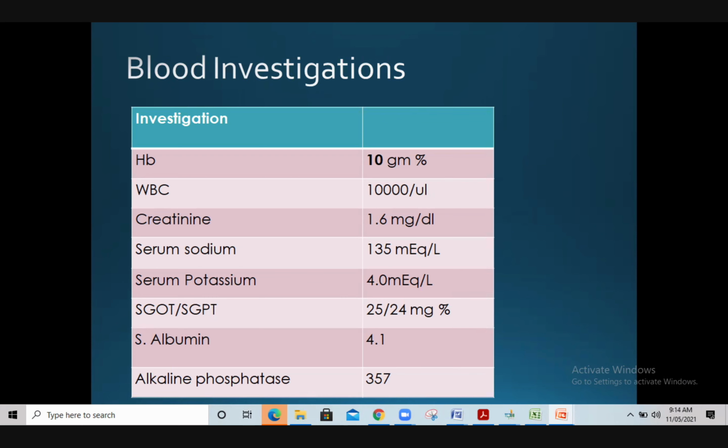So Prasad, you got some information: PSA more than 100, hemoglobin 10, creatinine 1.6, and on uroflow he voided only 25 ml, post-void residue is 90, and his average flow rate is 2. Also, alkaline phosphatase is 357. What is our normal? 230.